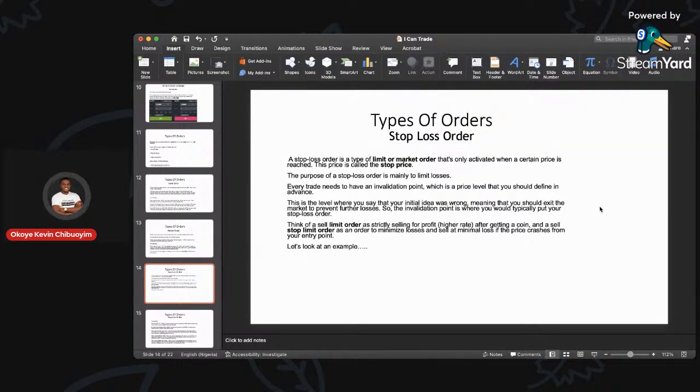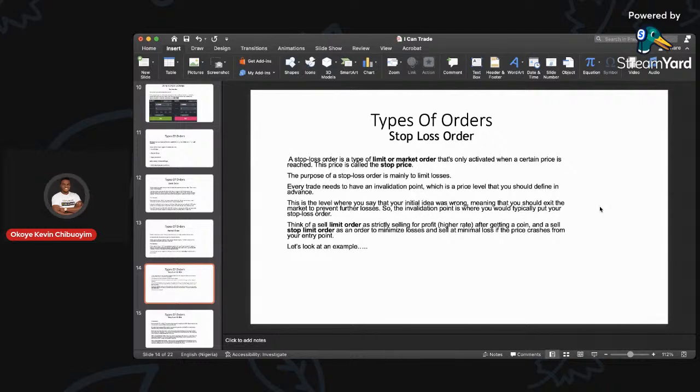So a stop loss order is a type of limit or market order. Stop loss order, it's actually what? A type of limit or market order. Take note of that, which is why we bolded it. It's a type of limit order and it's also a type of market order. But one thing is, it's only activated when a certain price is reached, and this price is called the stop price. So the purpose of a stop loss order is mainly to limit losses.